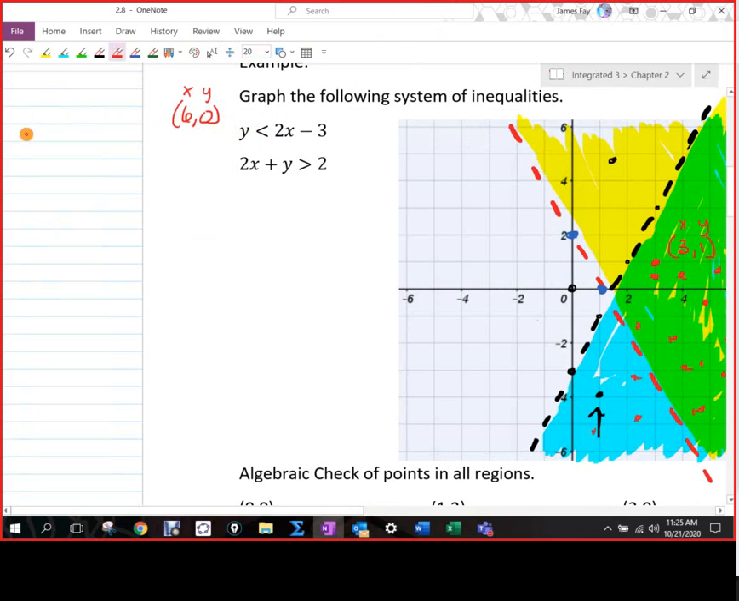If I plug 0 in, I get 0 is less than, plug 6 in for x, so it's going to be 12 minus 3. And if I plug into the bottom one, 6 and 0 again, I get 2 times 6 is 12, plus 0, is that greater than 2? So this red one says, is 0 less than 9? That's true, right? This one here says, is 12 greater than 2? That's true. And we see we get two true statements.